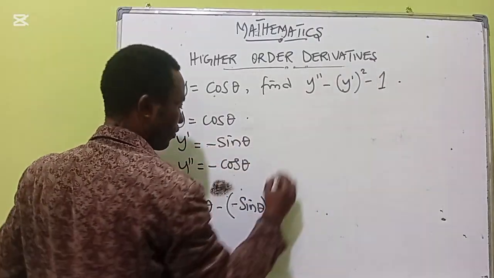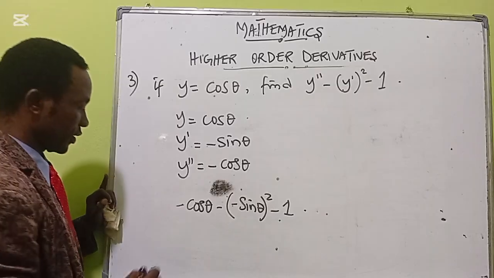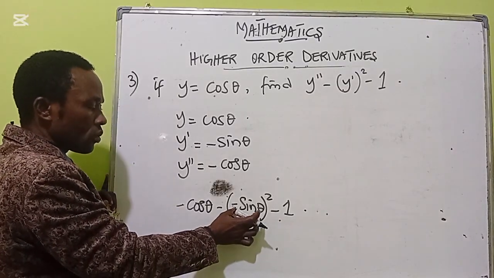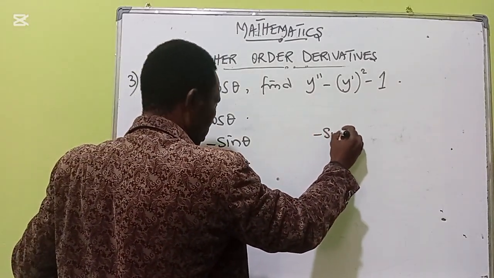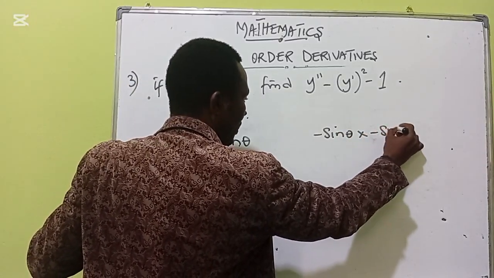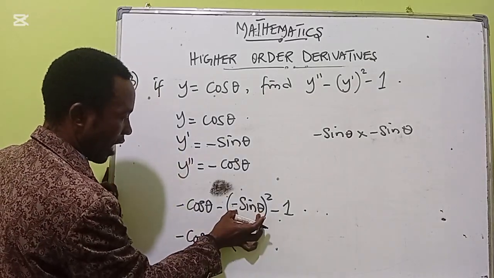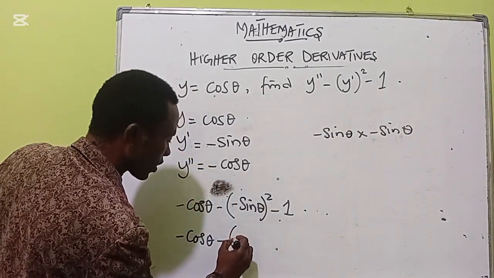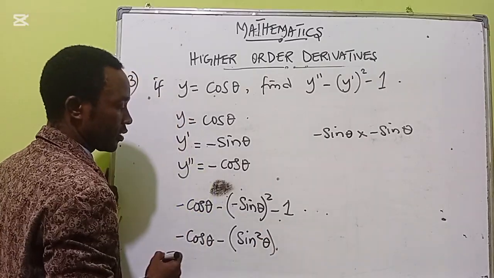Then we have the square of it, all squared, then minus 1. Now we have minus cos theta minus sine squared, meaning minus sine theta multiplied by another minus sine theta. Remember, these are minus here. Then we have the square of this, which is minus sine theta times the other minus sine theta. That will give us sine square theta.